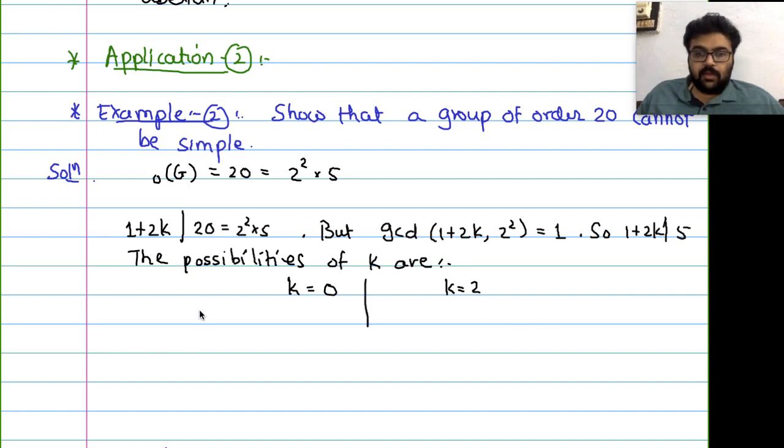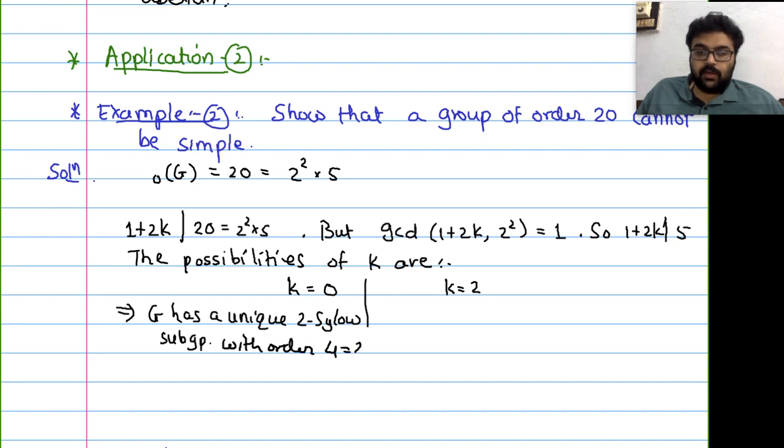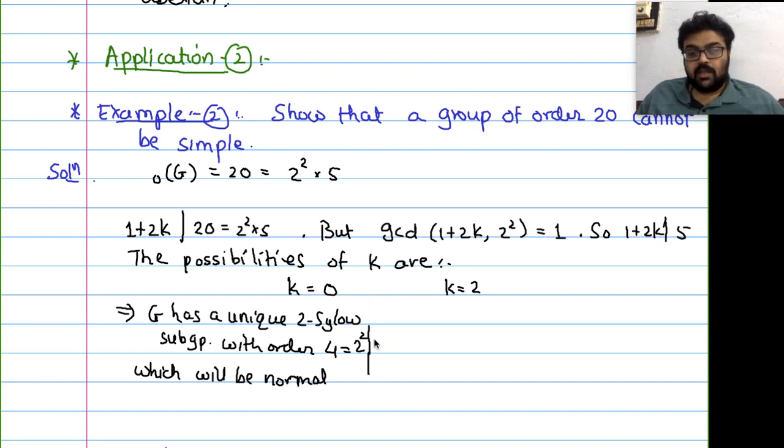If k equals 0, this implies G has a unique 2 Sylow subgroup with order 4, 2 square. And in that case, it is normal. Not the correct way to write, but just discussing another case, a unique subgroup is normal. So in that case, the group of order 4 is normal.